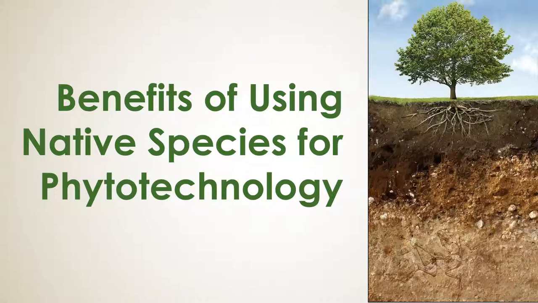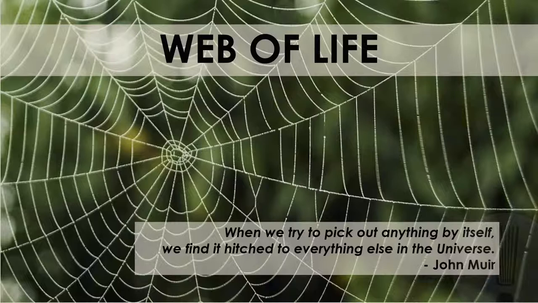Well, native species are already a part of the local web of life. They've been evolving here, evolving in the region in which they're living for thousands, if not millions of years. And so they've been evolving alongside a lot of the same insects, wildlife, whatnot, that have come to depend on these species in order to complete their life cycles.